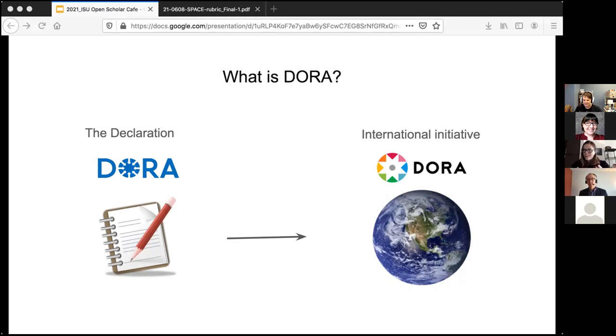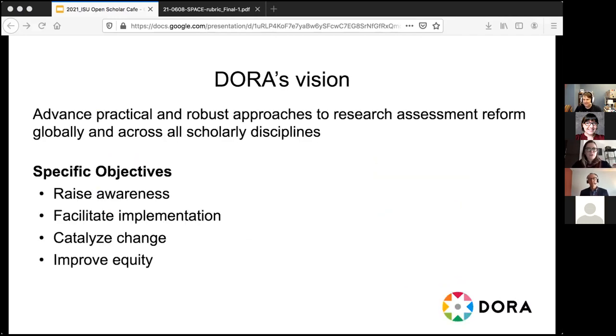And the answer to that came from turning DORA from a declaration into an active initiative. And that's how we see ourselves now, as an international initiative to support change. And our vision really is to advance practical and robust approaches to research assessment reform around the world and across all disciplines.